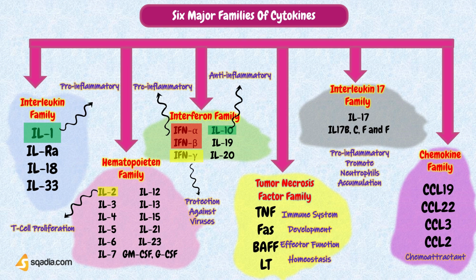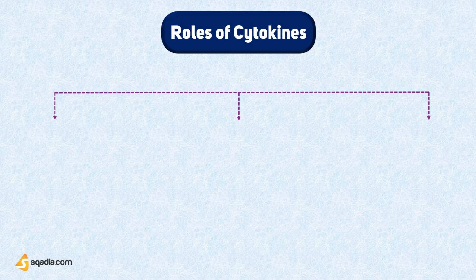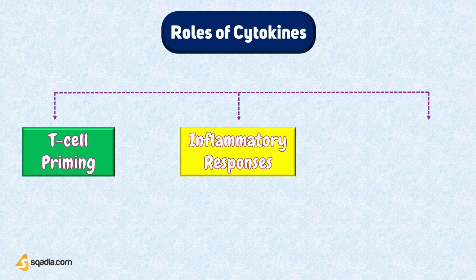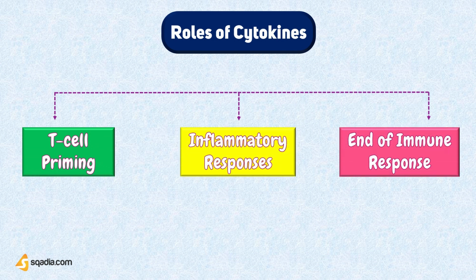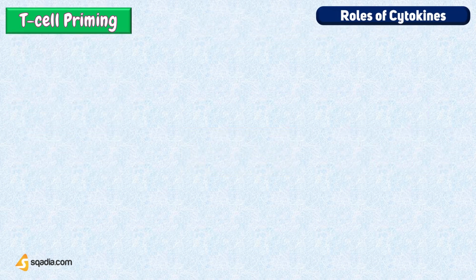Instead, in this section, we will get into the details of some of the functions or roles of these cytokines in the immune response. By the end of this section, you will be aware of how cytokines contribute to T-cell priming, the beginning of inflammation, the maturation of T-cell specialization, and finally the termination of the immune response. Starting with T-cell priming.